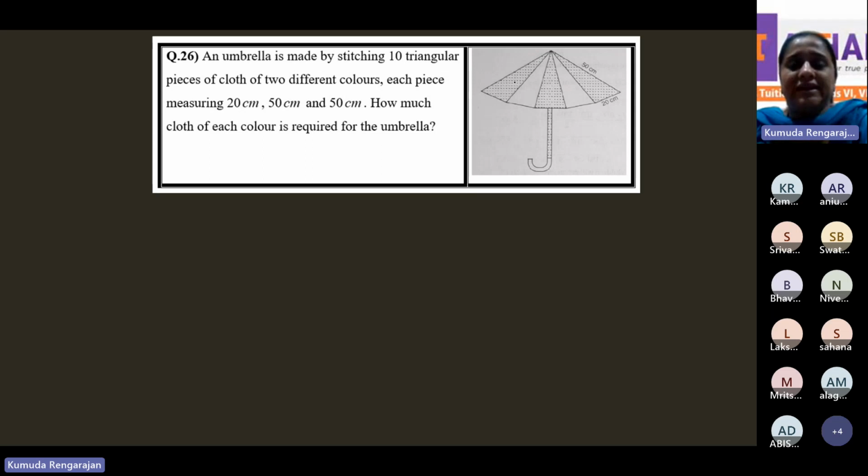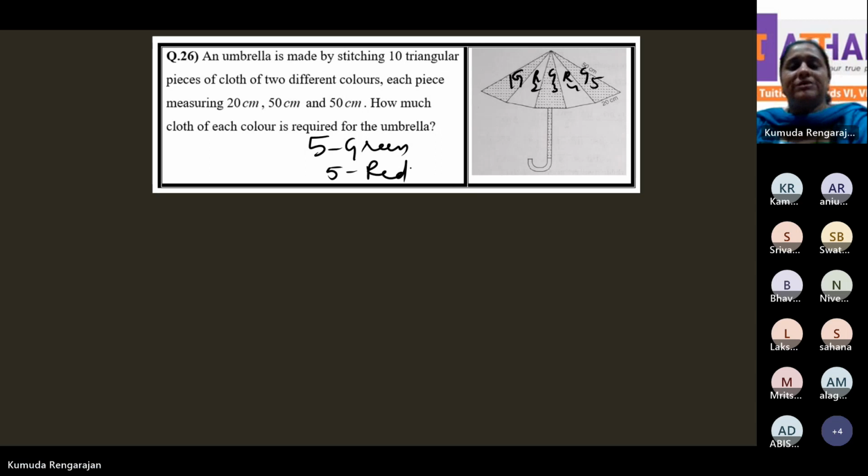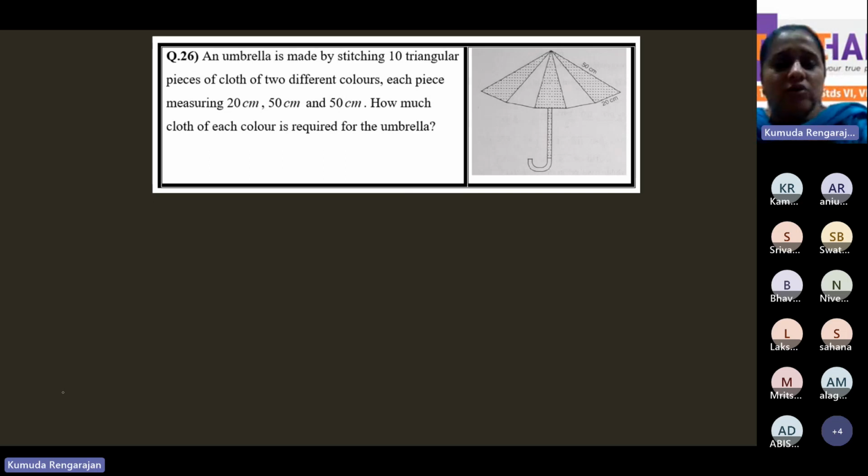This umbrella is made up of 10 triangles, 1, 2, 3, 4, 5. On the other side, 5, so 10 triangular pieces of cloth. Two different colors are used. So maybe this is green, this is red, this is green, this is red, this is green. So that means 5 green and 5 red pieces of cloth. But all these are triangular, and every triangle has the same sides, 20, 50 and 50. The question is, how much cloth of each color is required for the umbrella?